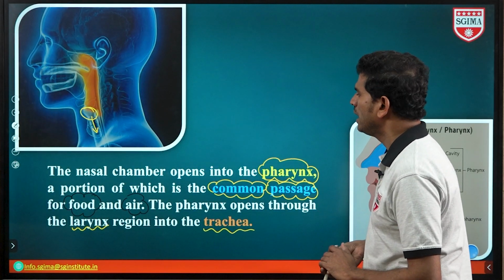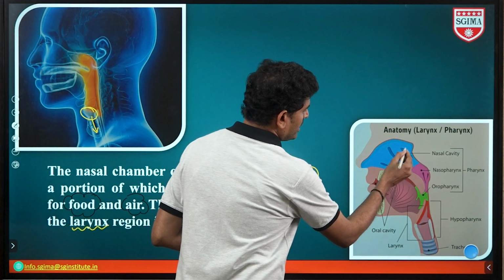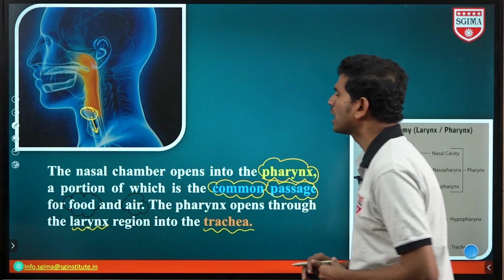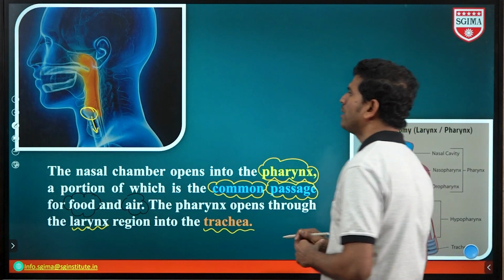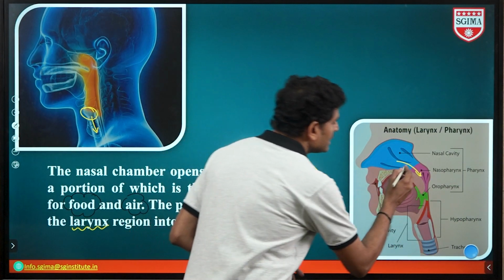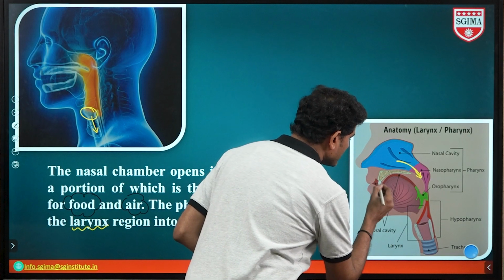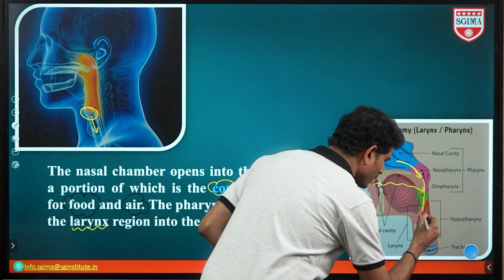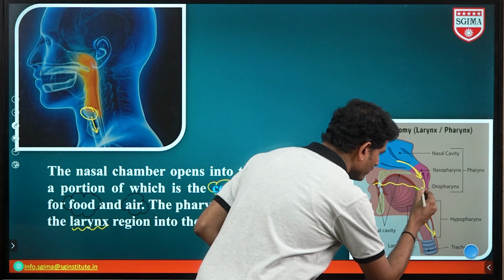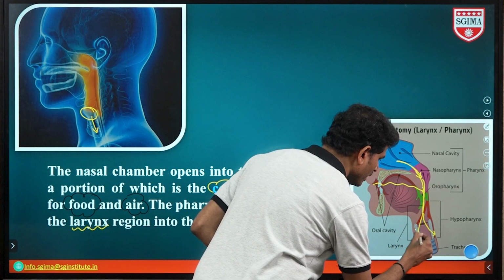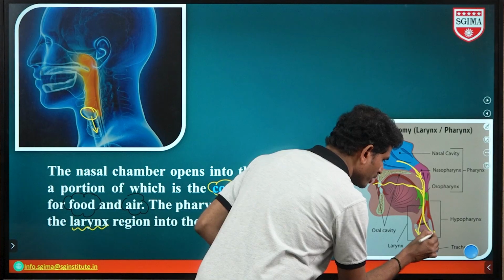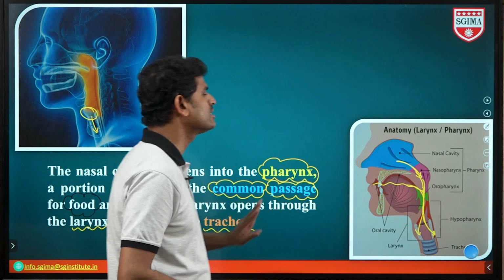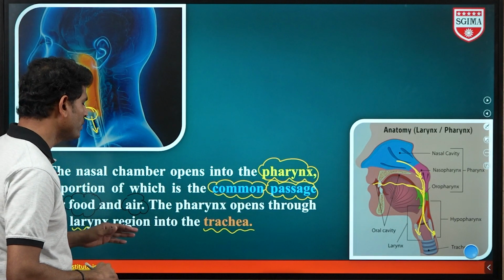Now first of all, the pharynx. Look here, this nasal chamber communicates with the pharynx. Then this pharynx is a common passage for food and air. Why are we saying common passage for food and air? From here air comes into the pharynx, and from here food goes into the pharynx. Food will enter into the digestive tract, and air will enter into the respiratory tract. Both cross each other in this region. That's why it is known as a common passage for food and air.